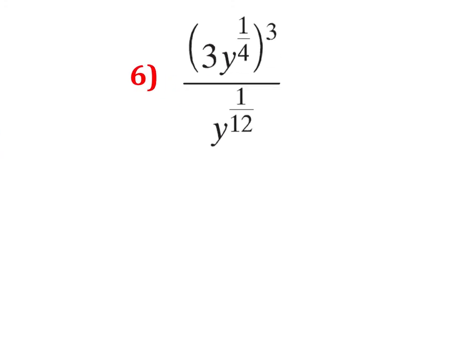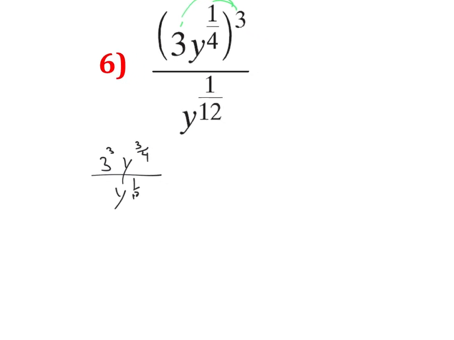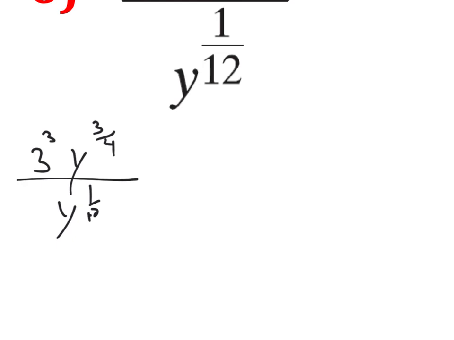All right, last one we're going to do together. We have 3y to the 1/4 to the 3rd, all over y to the 1/12. So first things first, let's bring that exponent of 3 inside. So I'd have 3 to the 3rd, y to the 3/4, all over y to the 1/12. Well, I know 3 to the 3rd is 27. And then I need to figure out, well, what is 3/4 minus 1/12? Again, we want common denominators here, so 3/4 is really 9/12 minus 1/12.